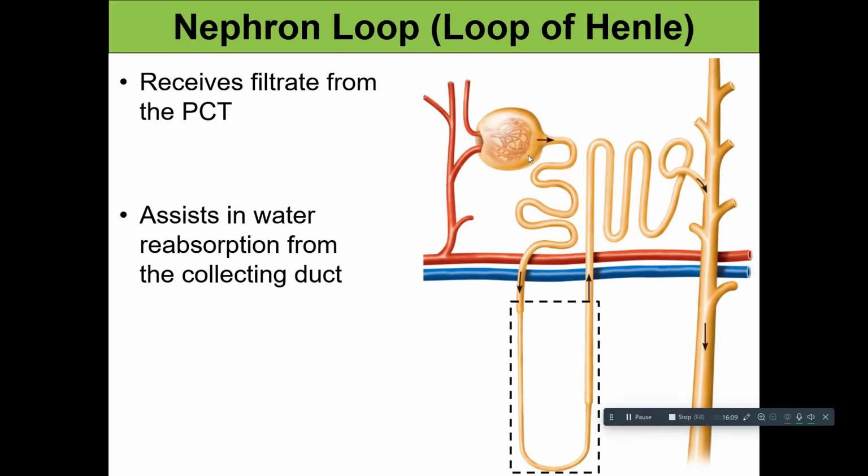The proximal convoluted tubule empties into the loop of Henle, also called the nephron loop. It is going to be a little complicated in its physiology, but overall, it's going to help the collecting duct reabsorb water. And we'll talk about how that happens a little bit later.